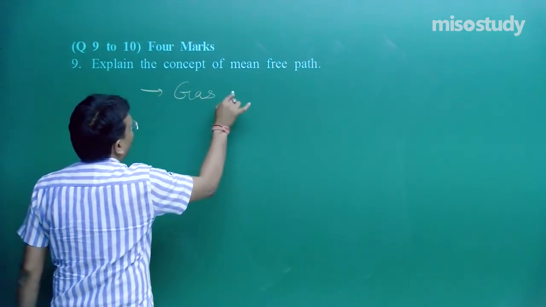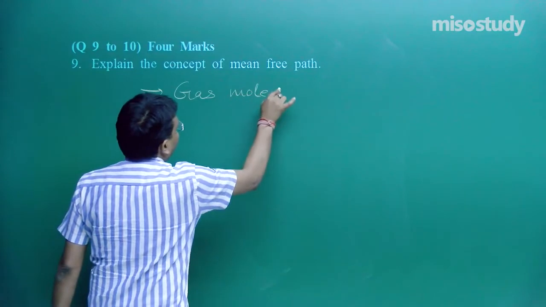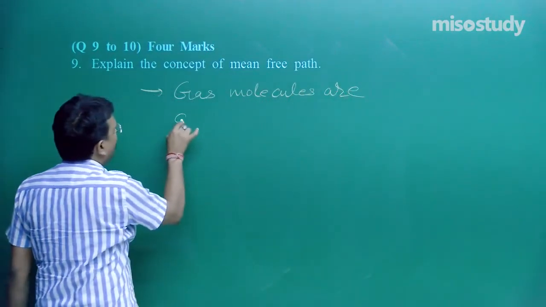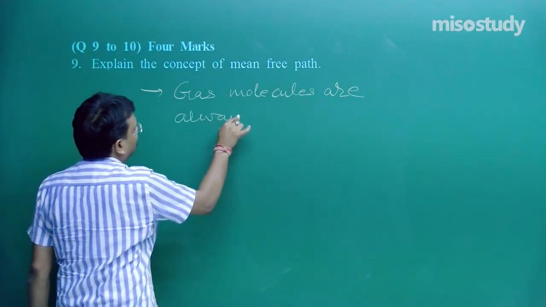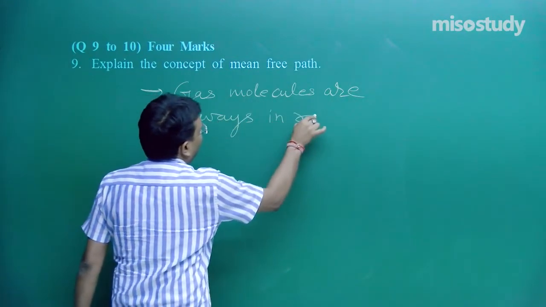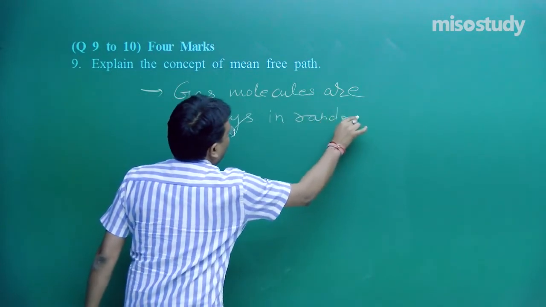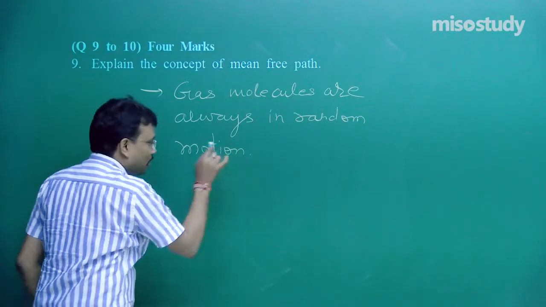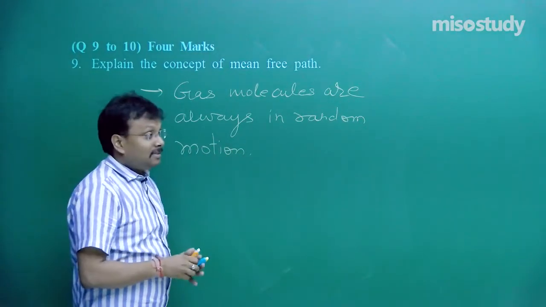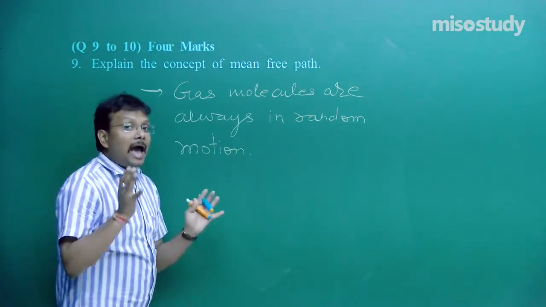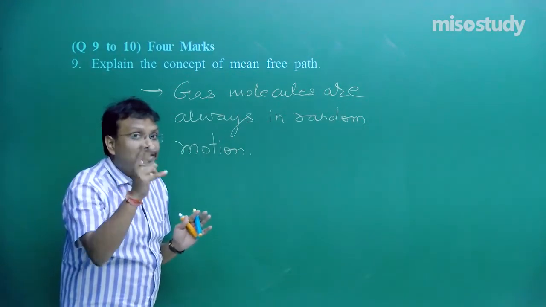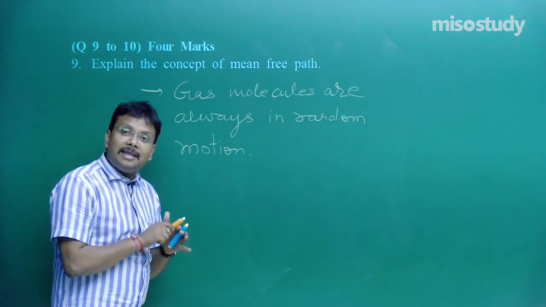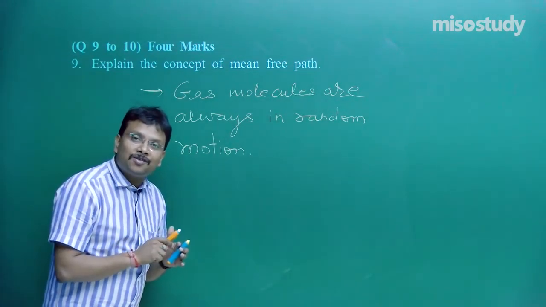Gas molecules are always in random motion. So what? They will collide with each other. The distance travelled by any molecule between 2 successive collisions. Again I am repeating, the distance travelled by any gas molecule between 2 successive collisions.